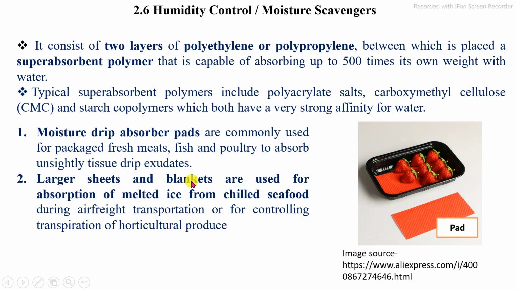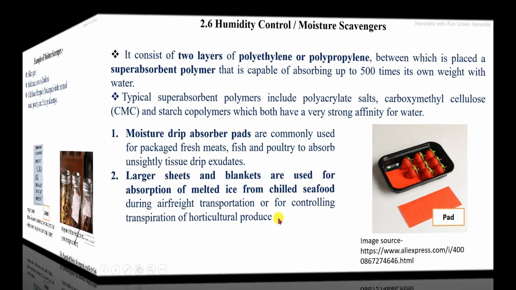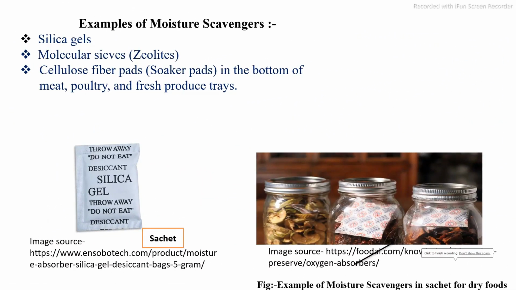Large sheets and blankets are also used for the specific packaging of chilled seafood, which is packed and stored under refrigeration or frozen conditions for a long time during handling, transportation and distribution. In the moisture absorbing system, the main additives used, the first one is silica gel. You can see this is the typical example.